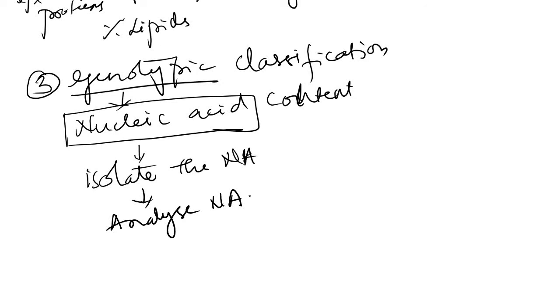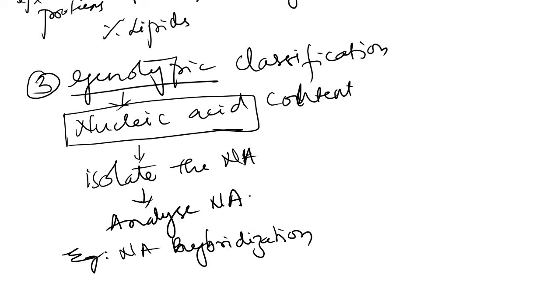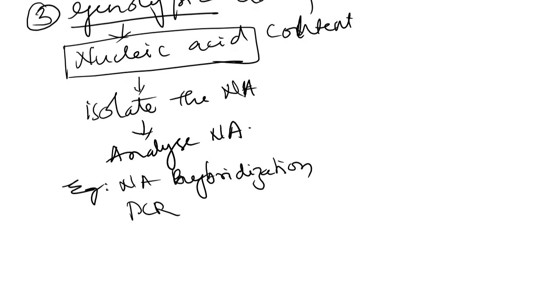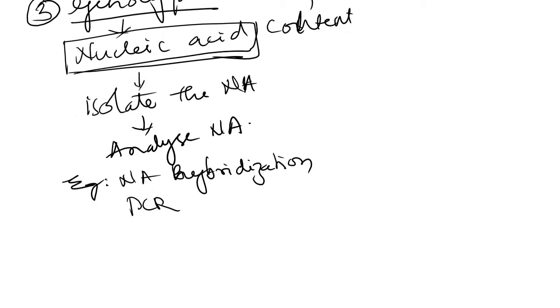Now this can be done in several ways. You can do nucleic acid hybridization, or you can do PCRs, say it may be RT-PCR, and so on. This is mainly based on the analysis of nucleic acid. That's what is important. So genotypic classification is based mainly on the analysis of the nucleic acid, mainly the DNA. Okay, that's all about the genotypic classification.